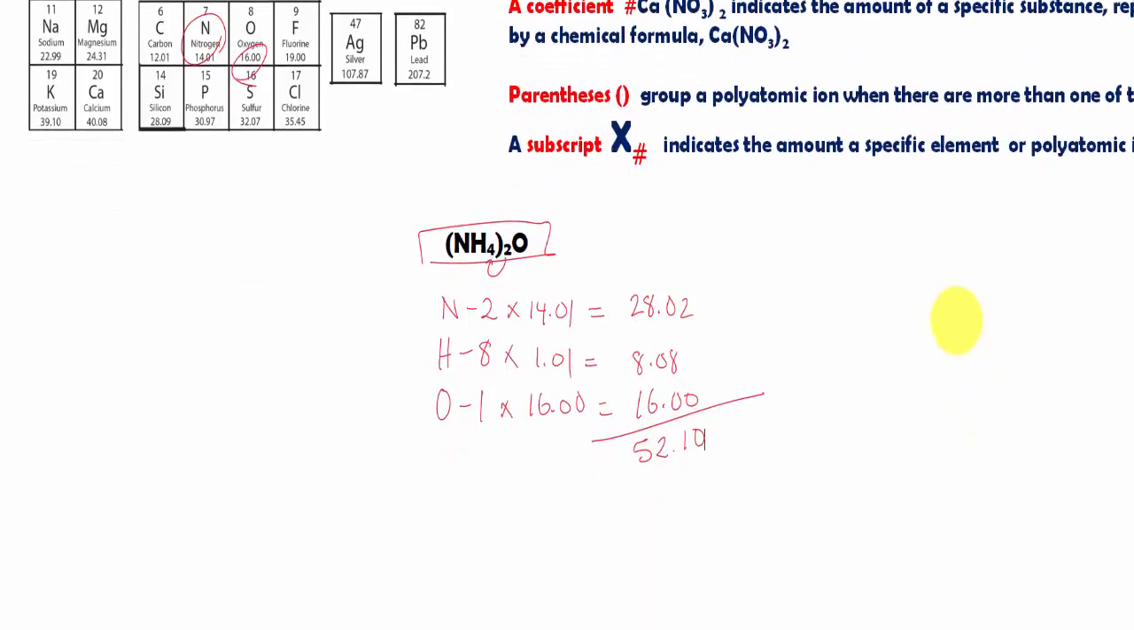And to express this as a molar mass, we have 1 mole of this substance equal to 52.10 grams of this substance.